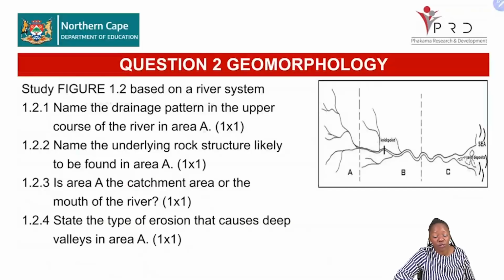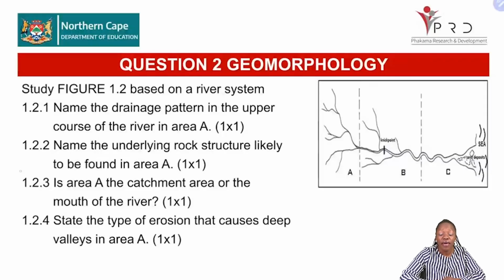The first question, 1.2.1, you name the drainage pattern in the upper course of the river in area A. So in the upper course, they already told you this is the upper course, which means there will be a middle course as well as the lower course. So what pattern is in the upper course in area A?